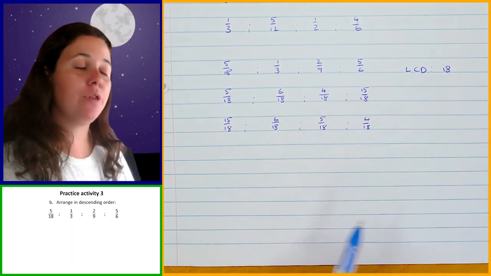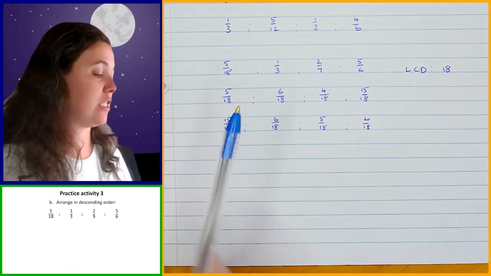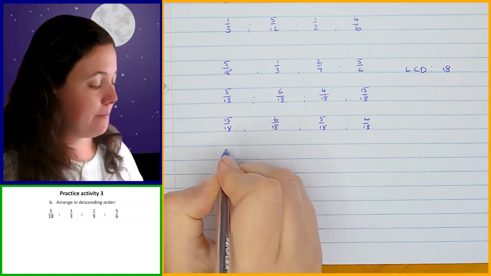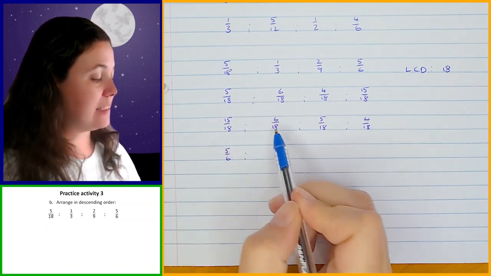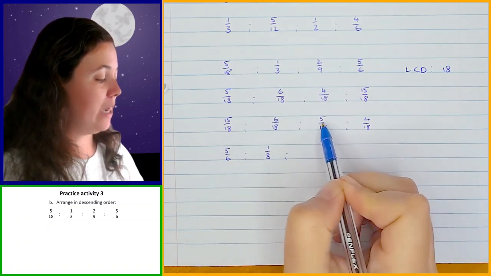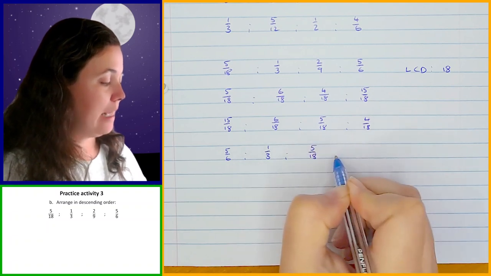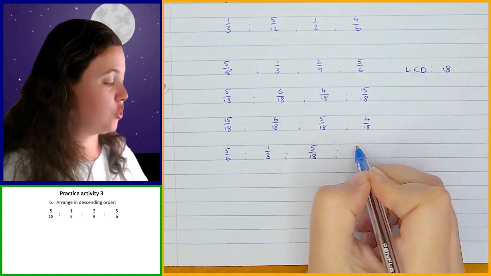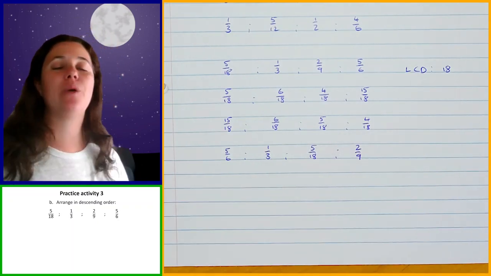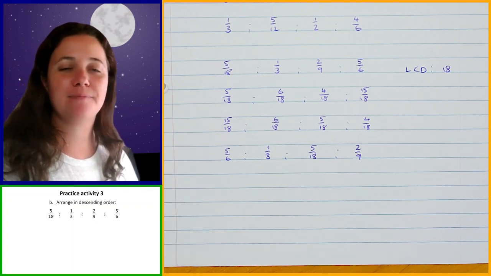And now I need to go and put them back to the kinds of fractions that I was given in the first place. I need to change them back to those fractions. So 15 over 18 was originally 5 over 6. So that's going to go first. Then 6 over 18 was originally 1 third. 5 over 18 was originally 5 over 18. It never changed. And then 4 over 18 was originally 2 ninths. And that's what you should get for that example. And that is how we compare common fractions using the lowest common denominator.